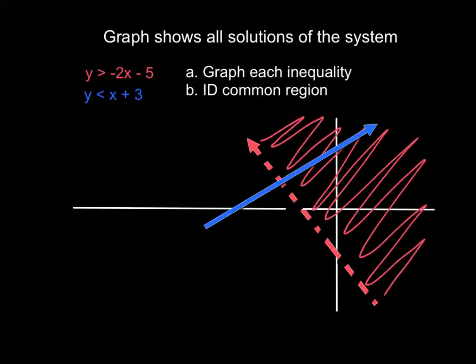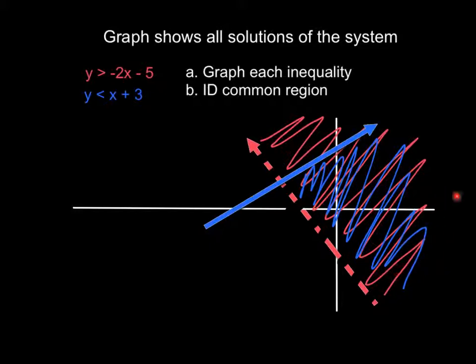Now the blue graph, this is the one that is y is less than or equal to x plus 3, and this is going to follow the boundary here. So therefore they share this boundary here, and that is the graph that shows all solutions of the system. So we have identified the common region, that is this.